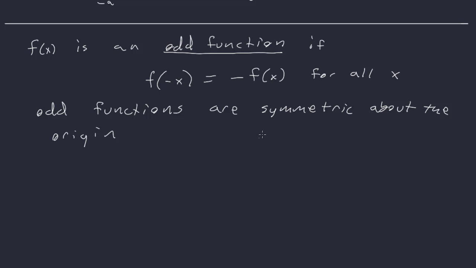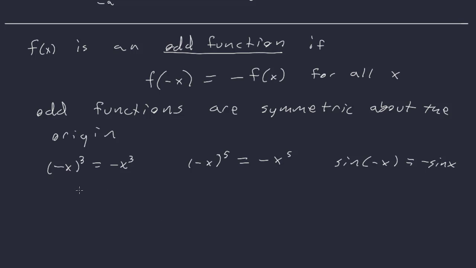So you can think of odd powers of x, right? Because if you take negative x cubed, that's going to be negative x cubed, right? So x cubed is an odd function. Same with, say, x to the fifth, negative x to the fifth, we can take the negative outside. Sine is also an odd function, right? Sine of negative x is the same as negative sine of x.